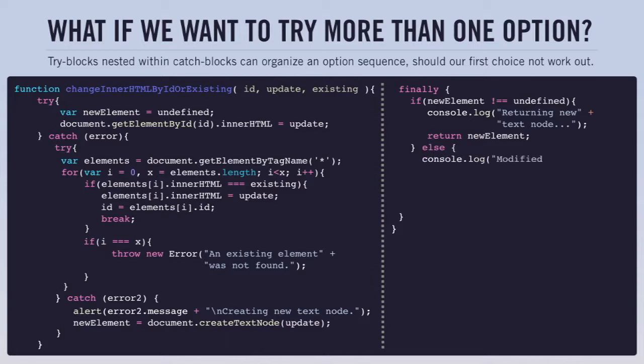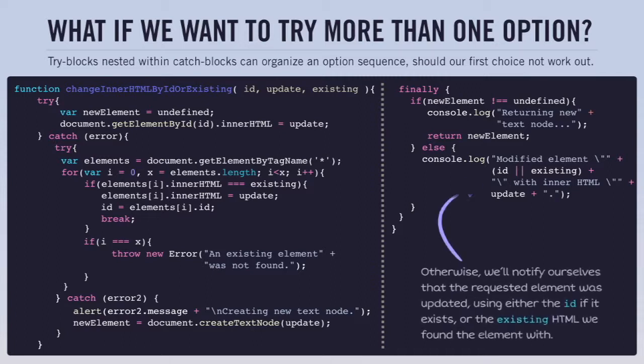So what we do is we log out a notification that the requested element was updated, and what we'll do is we'll use either the ID if it exists, or the existing HTML that we found the element with. Notice our cool best practice of using default assignment to the existing if the ID was never found.